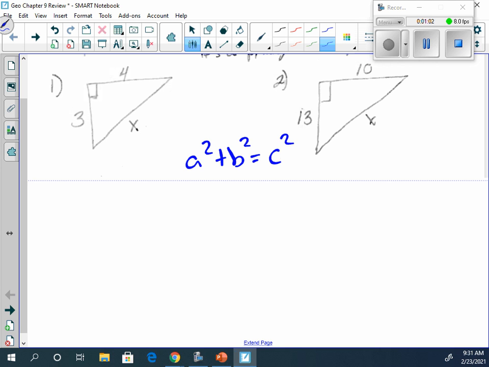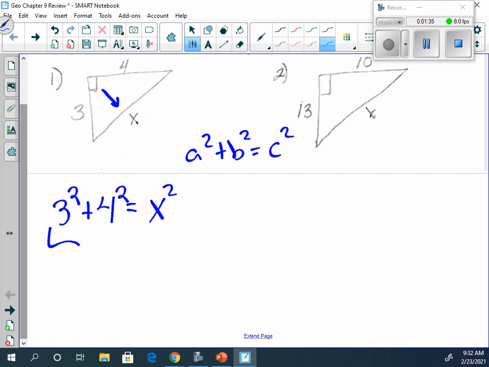So if I look at number 1, we're given 3, 4, and x. So the missing side length is the hypotenuse. It would be the value of c. So we can plug 3 and 4 in for a and b. So we have 3 squared plus 4 squared equals x squared, because again, we're trying to find the hypotenuse, and 3 and 4 would be our legs, a and b. Now at this point, we can solve.